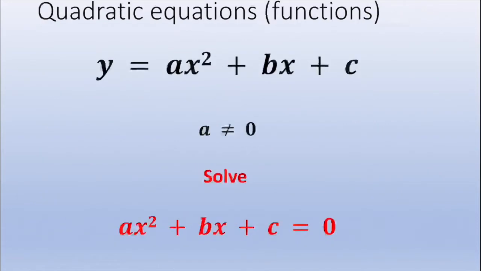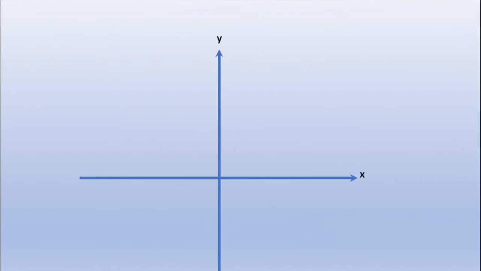Now, we all know that a quadratic function in the general form is y equals ax squared plus bx plus c, and a does not equal 0. So, when we solve for ax squared plus bx plus c equals 0, this is when y equals 0. That is the time where the quadratic equation actually crosses the x-axis.